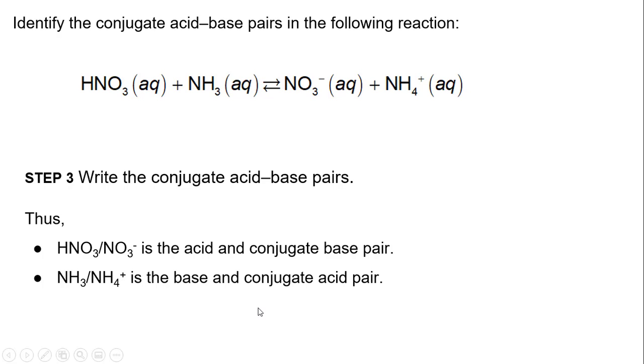Now it's asking to write them out. How do you write them out? Use a slash. This one's asking specifically for the acid and the conjugate base pair. You should be very careful. If it's just asking for an acid-base conjugate pair, then you can write whichever one first. But if it's specifically asking for the acid and conjugate base pair, then you need to make sure you write nitric acid / nitrate. And here's the base. You need to write ammonia / ammonium ion. And that's it.